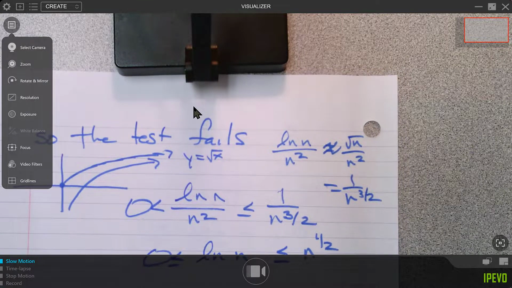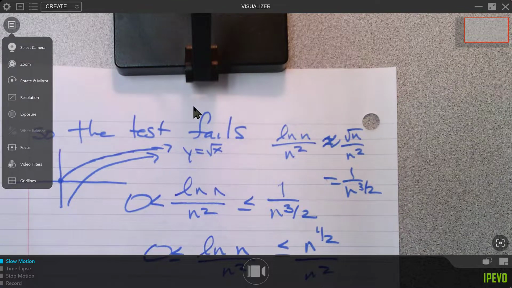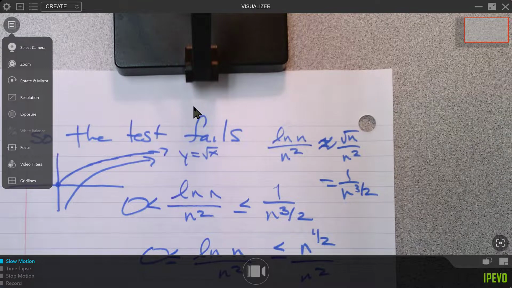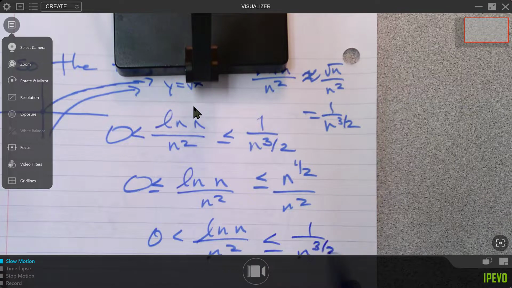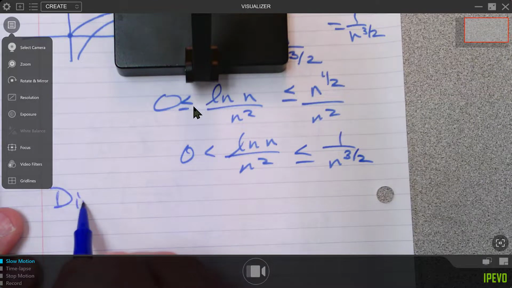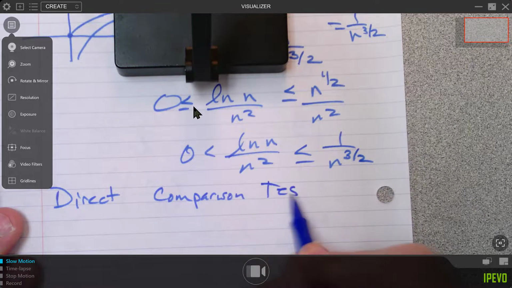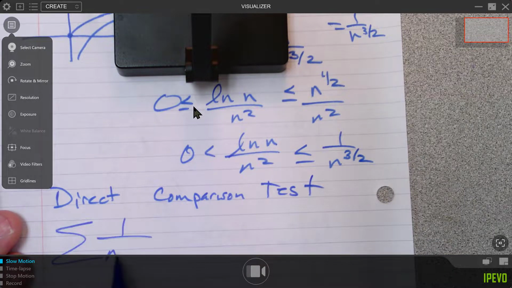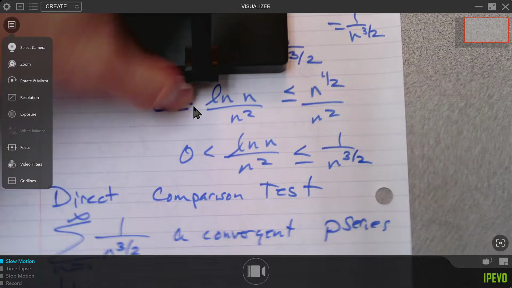Okay, now I'm going to divide everything by n squared. So I now have that 0 is less than ln n over n squared, which is less than 1 over n to the 3 halves. So we're going to use the direct comparison test. I'm going to compare it to the sum of 1 over n to the 3 halves, n is 1 to infinity, a convergent p-series, because p is 3 halves, which is bigger than 1.